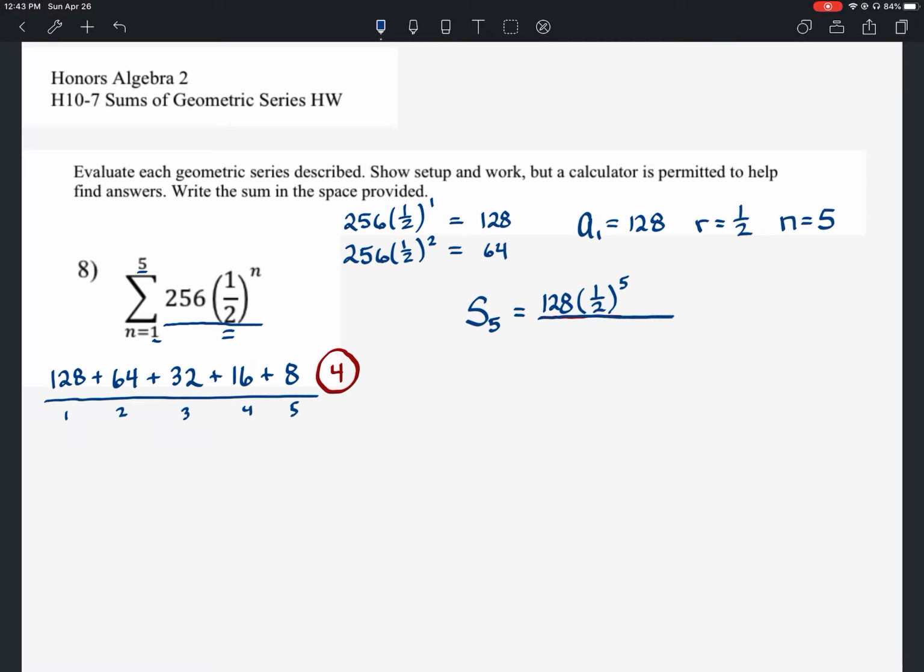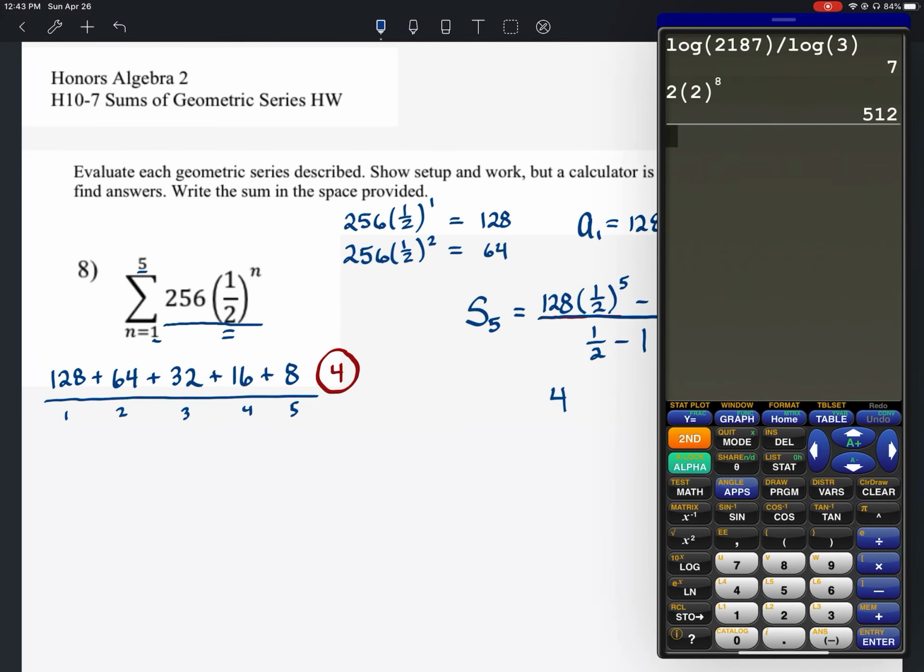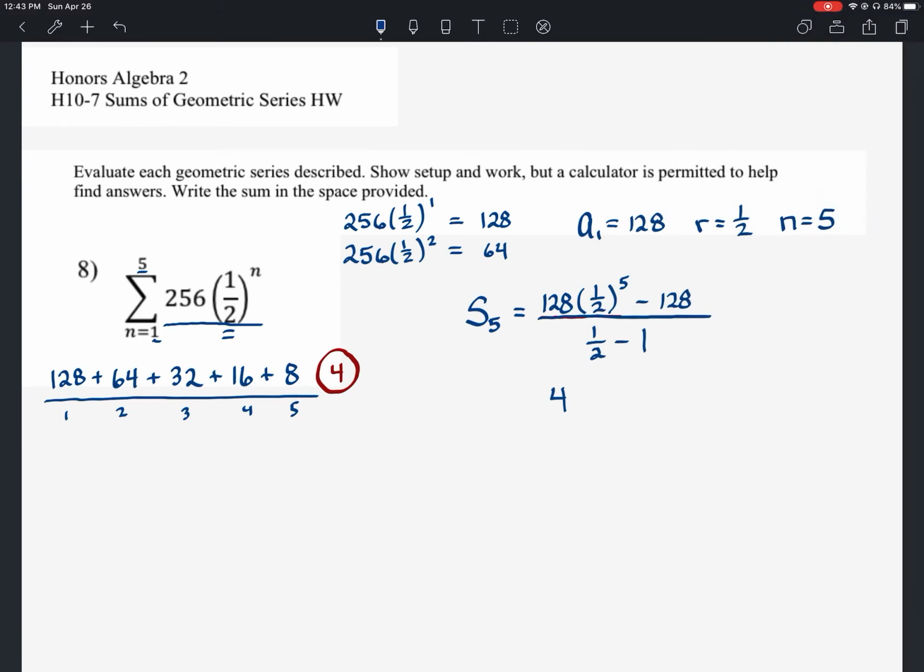Now, when we go through here, we're still going to subtract 128. That's our first term. And then we're going to do our multiplier, 1/2 minus 1. So 128 times 1/2 to the 5th should end up being 4. And if you need to double check, just do 128 times 0.5 and raise that to the 5th power. You'll see that that is 4. So just a shorter way to do it if you look at the pattern that's going on.